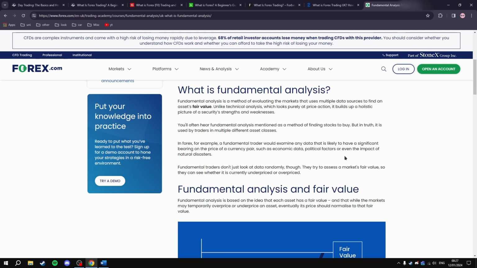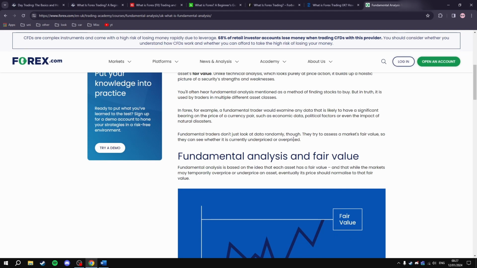In Forex, for example, a fundamental trader would examine any data that is likely to have a significant bearing on the price of a currency pair, such as economic data, political factors, or even the impact of natural disasters. Fundamental traders don't just look at data randomly though; they try to assess a market's fair value, so they can see whether it is currently underpriced or overpriced.